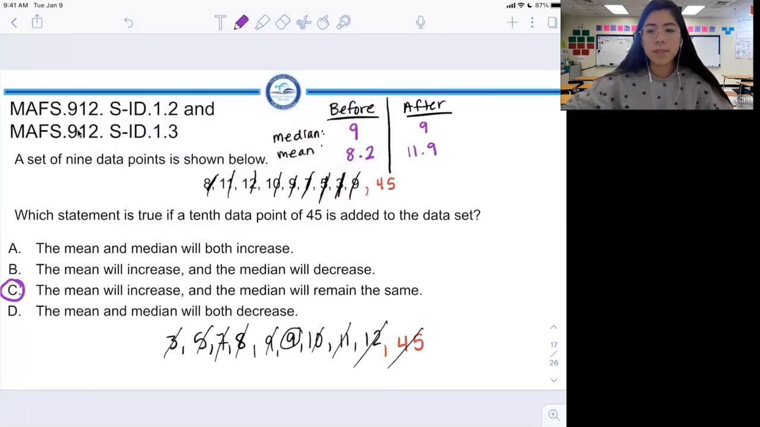Questions on this one? No. We just had a long process, just doing all that math, you know.